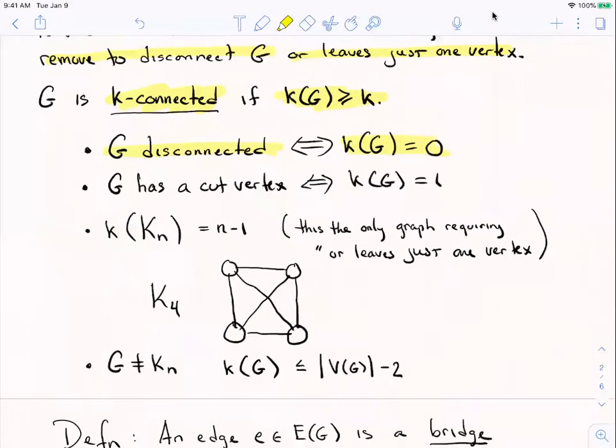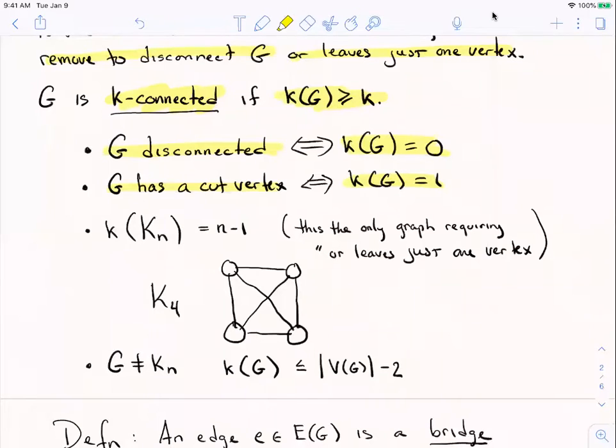Likewise, I could define this notion of cut vertex. A graph has a cut vertex if and only if its connectivity is 1. Because if you disconnect the graph by removing one vertex, then you can certainly do it by removing more. So the connectivity would be equal to 1.